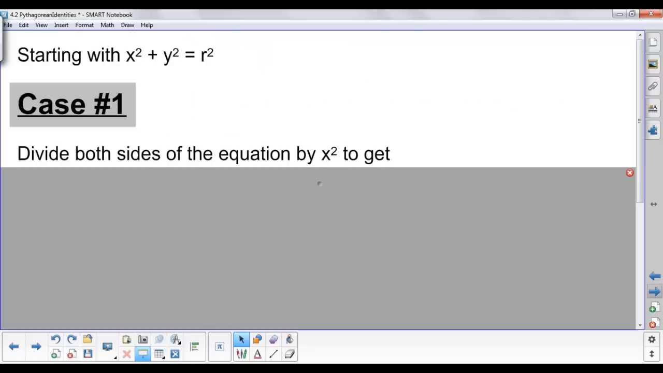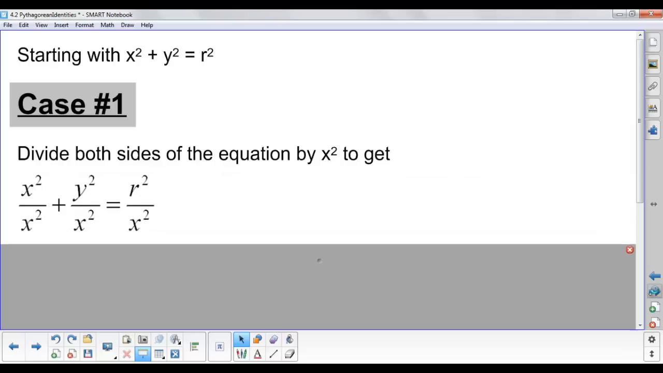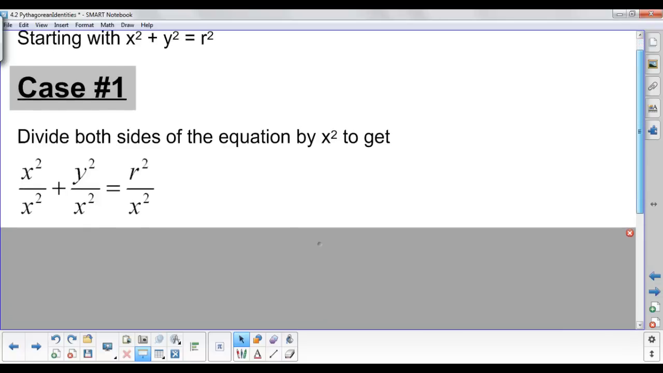Starting with case 1, we're going to start from the same point, the Pythagorean theorem you already know, but we're going to do something different to start with. Before, we divided both sides by r squared; here we're going to divide both sides by x squared instead. So x squared over x squared will be equal to 1, but it's going to leave me with y squared over x squared and r squared over x squared, and I'll have to simplify those two expressions.